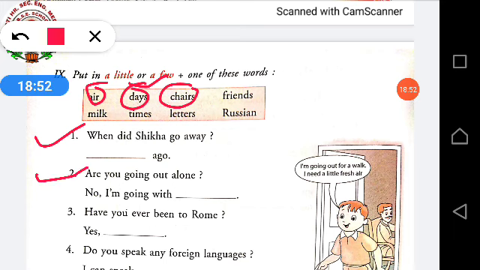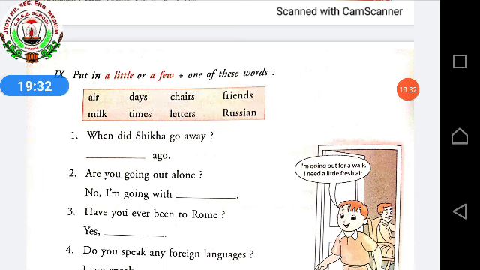Second, are you going out alone? No, I am going with friends. You will not be going with milk, times, letters, chairs or air, obviously. So you will be going with friends. Can we count our friends? Yes. So you will be writing, no, I am going with a few friends. Third one, have you ever been to Rome? Have you ever been to Rome? So what will come over here?